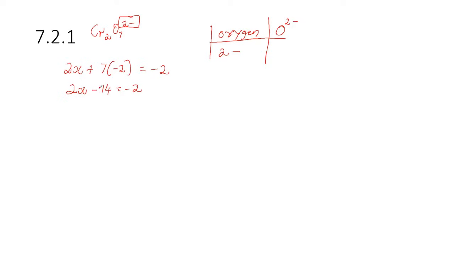Now calculating this, we have 2x, and then -14 and then -2. So now to calculate, we'll say this is 2x, transpose the -14 to this side. So we'll end up with +12. And then if we divide both sides by 2, then x is equal to 6. So we can now say the oxidation number of chromium in Cr2O7 2 minus is +6, right? That's the oxidation number of chromium in this ion.